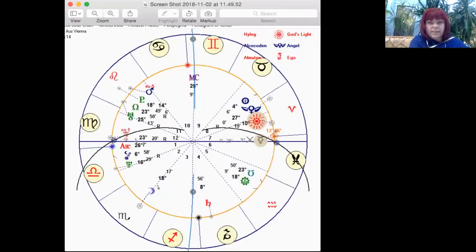So I will share my screen with you to show you a horoscope which I randomly picked, and I will analyze it following simple, hopefully understandable steps. So I am sharing this chart.